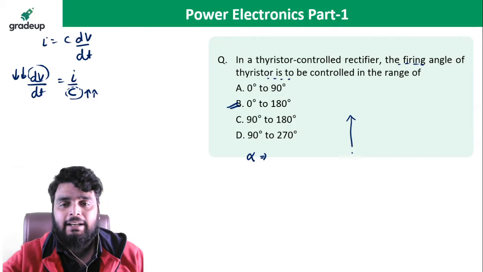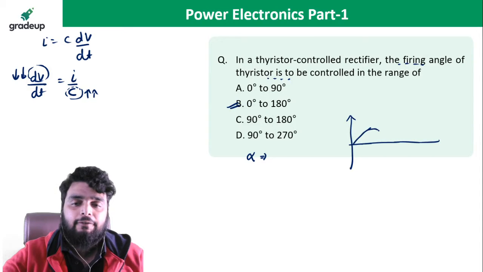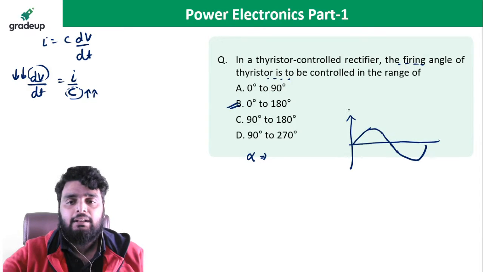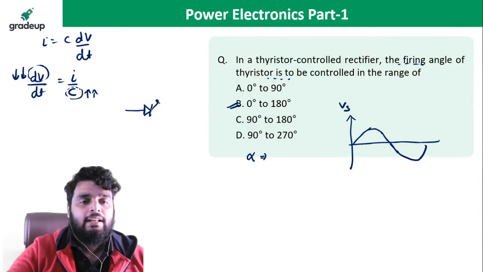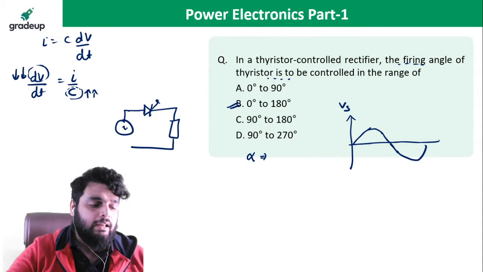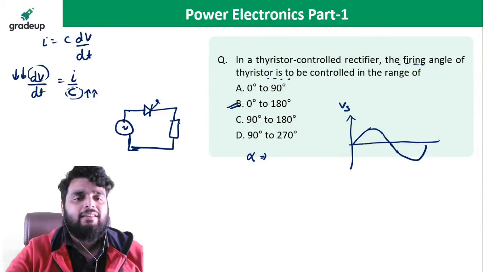For example, I'm taking the simple case of a single phase half bridge rectifier. This is the source voltage. What is a single phase half bridge rectifier? It will look like this. And suppose you have a resistive load.